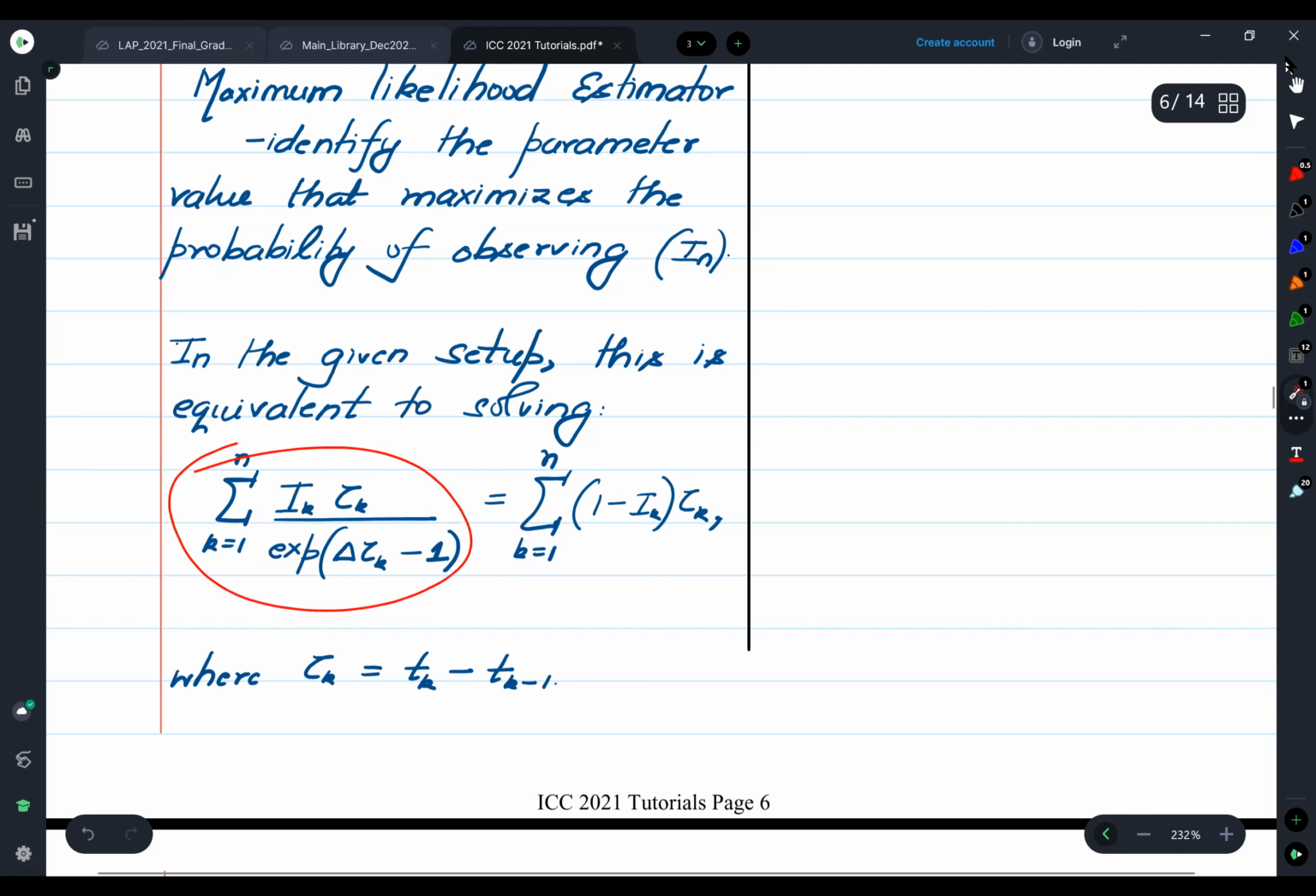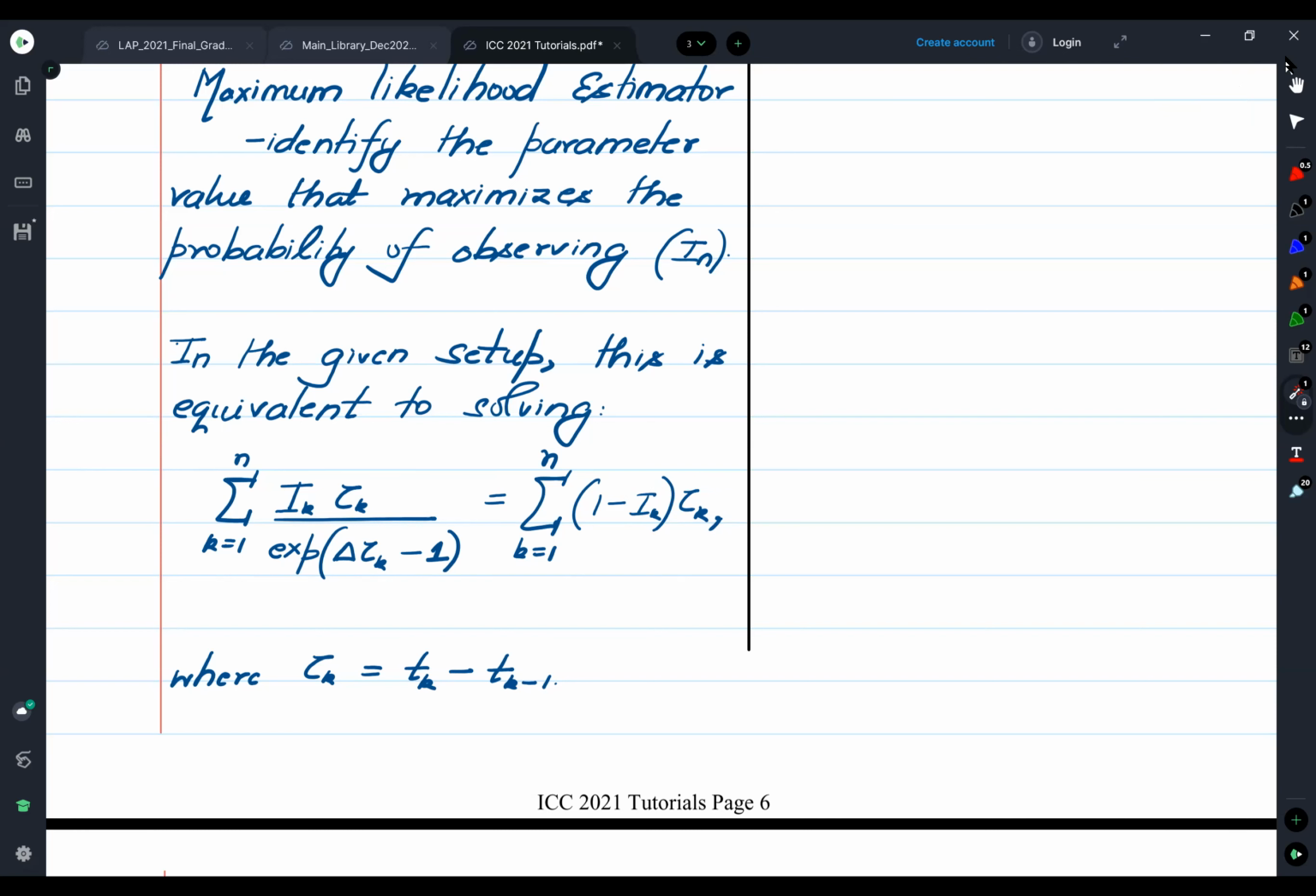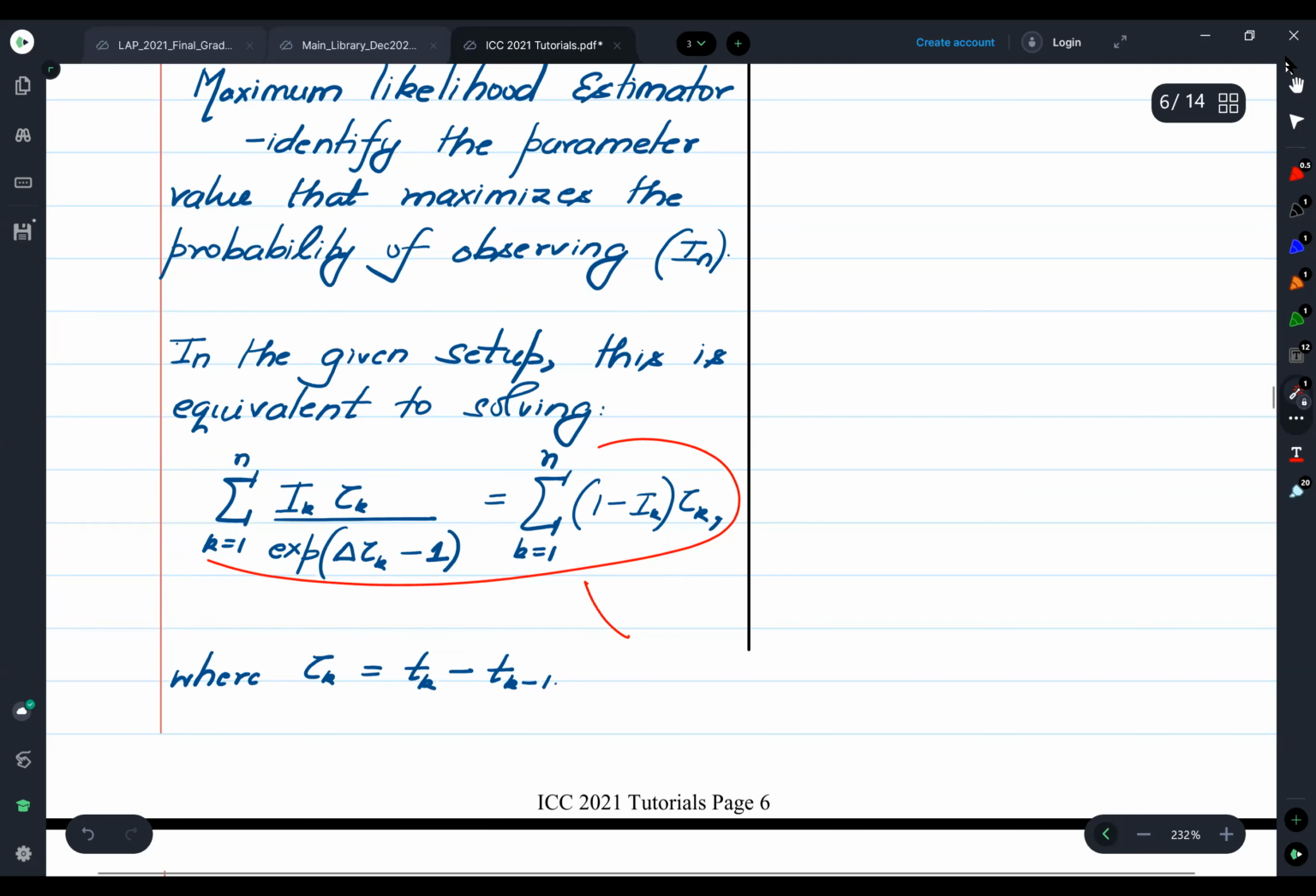You add this for different values of k until n, and on the right hand side you have another sum made up of 1 minus Ik times tau k. The Iks are again the indicator random variables which tell us whether the page has changed or not, and tau k again is the gap. So in order to find an estimate of delta, you are supposed to solve this complicated equation.